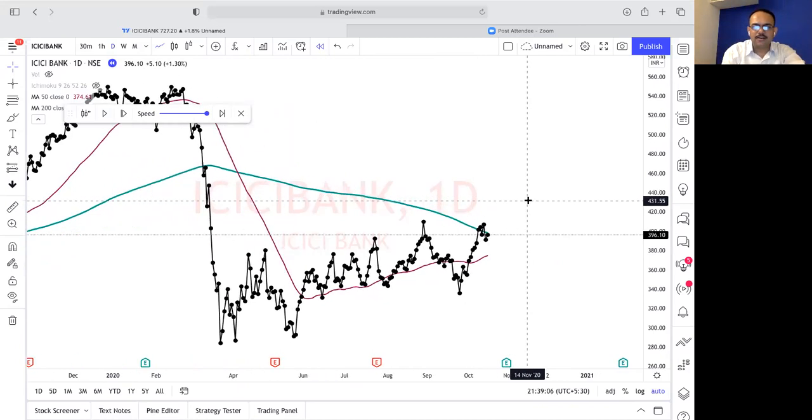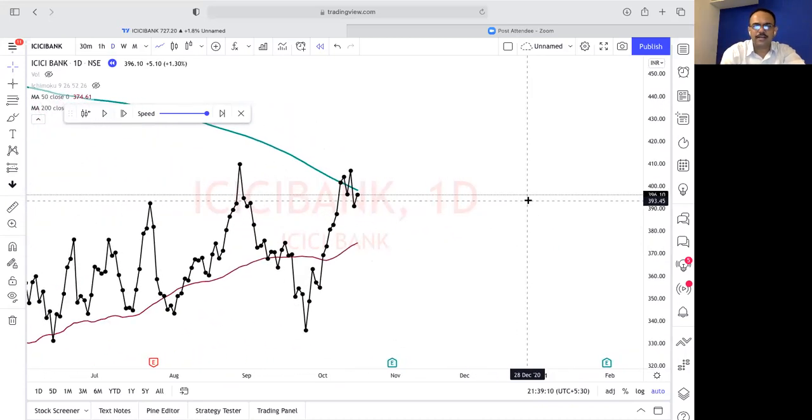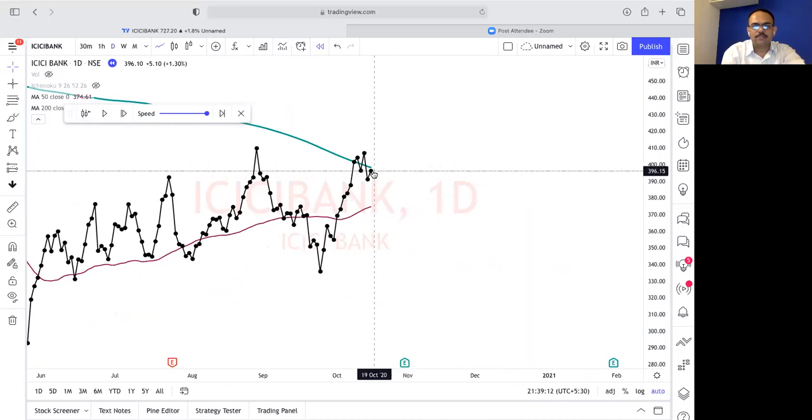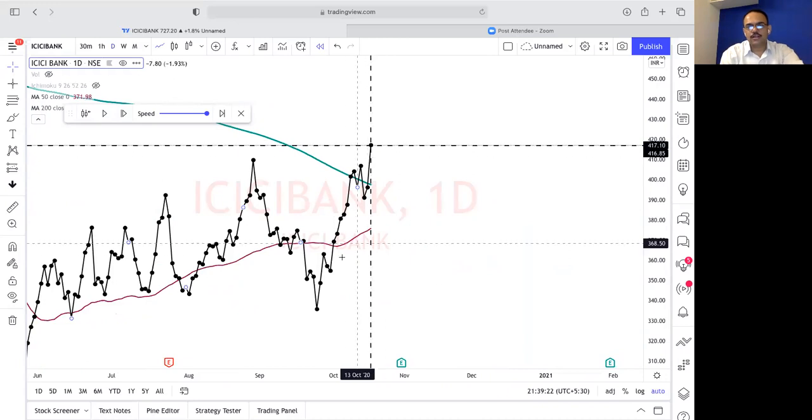The advantage or disadvantage of this is something you have to decide on your own. We would be entering for the 50-day here, we would have entered for the 200-day moving average here, at this price. So instead of entering at 369, we would have entered at 417. So that is a slight disadvantage between 50 and 200.